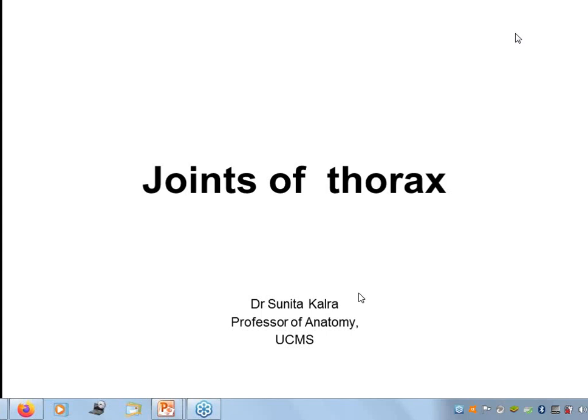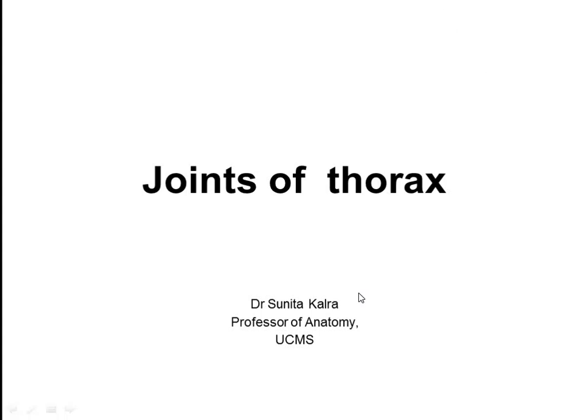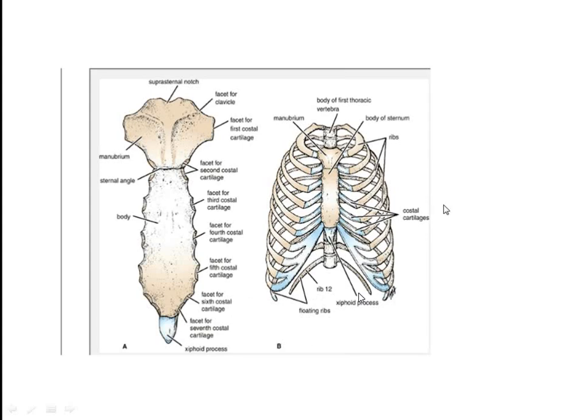Joints of the thorax, whatever the joints are there in the thoracic cage. The thoracic cage, as you know, consists of a breastbone or sternum, 12 pairs of ribs with their costal cartilages, and 12 thoracic vertebrae posteriorly. The sternum has 3 parts: the manubrium sterni, the body of sternum, and the xiphoid process.